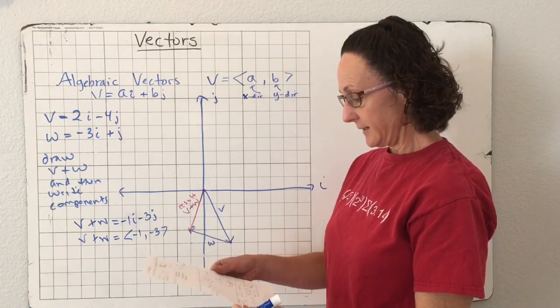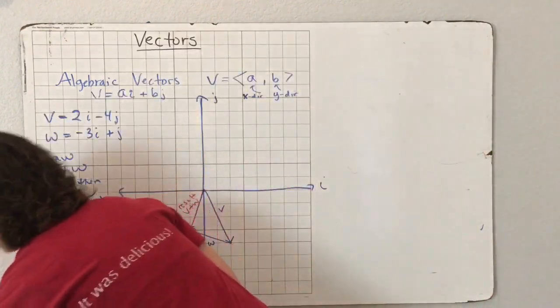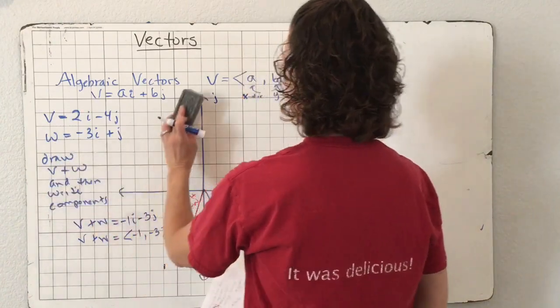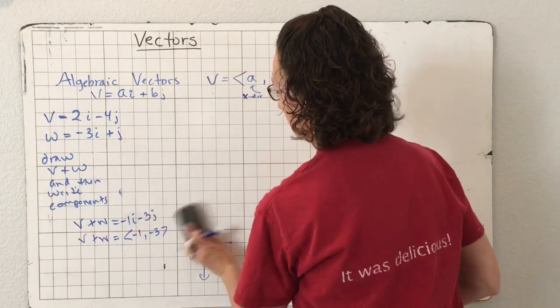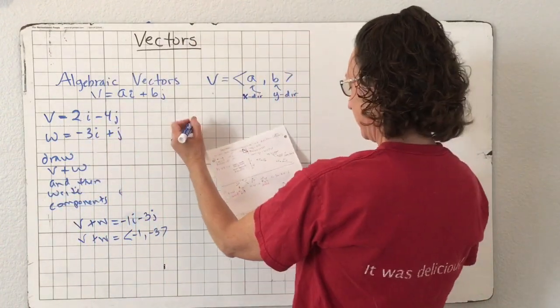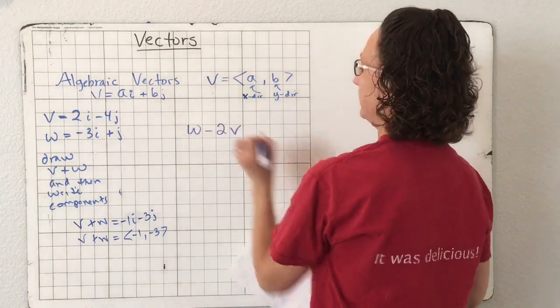Okay, we're just going to do one more problem today. This one does not involve a graph. Let's use the same vectors. Sorry, I have to erase this though. So using these same vectors, I want you guys to do this problem. What is w minus 2v?